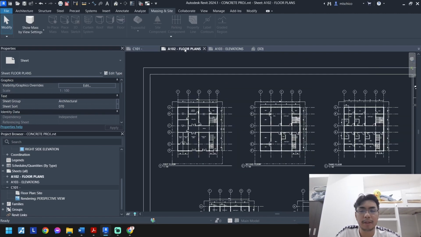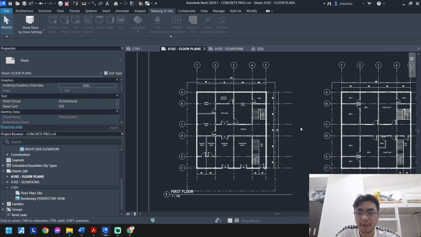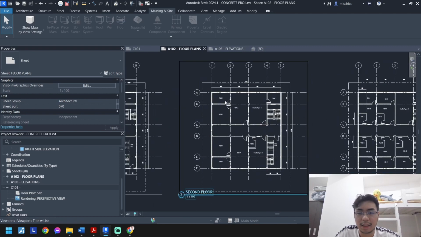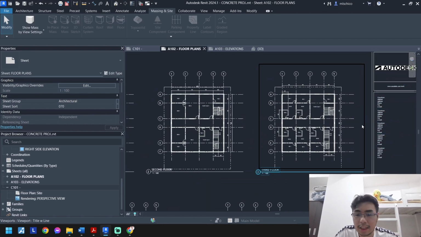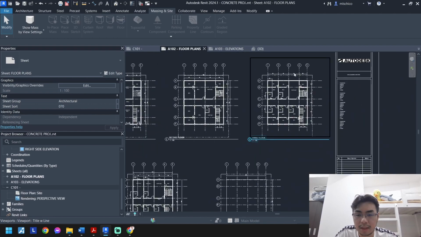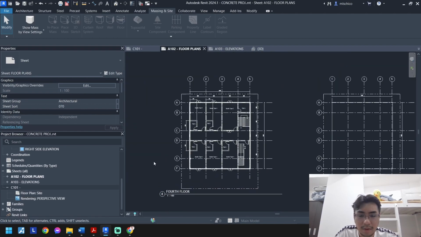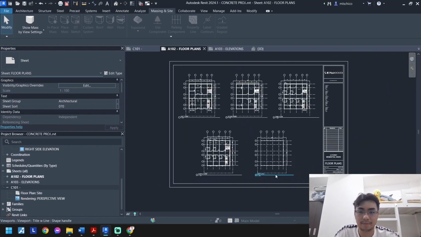Now moving on to the floor plans. Here is the first floor plan. Then here is the second floor plan. Then here is the third floor plan. Next, it is the fourth floor plan. And lastly, the roof level. Next, for the elevations.